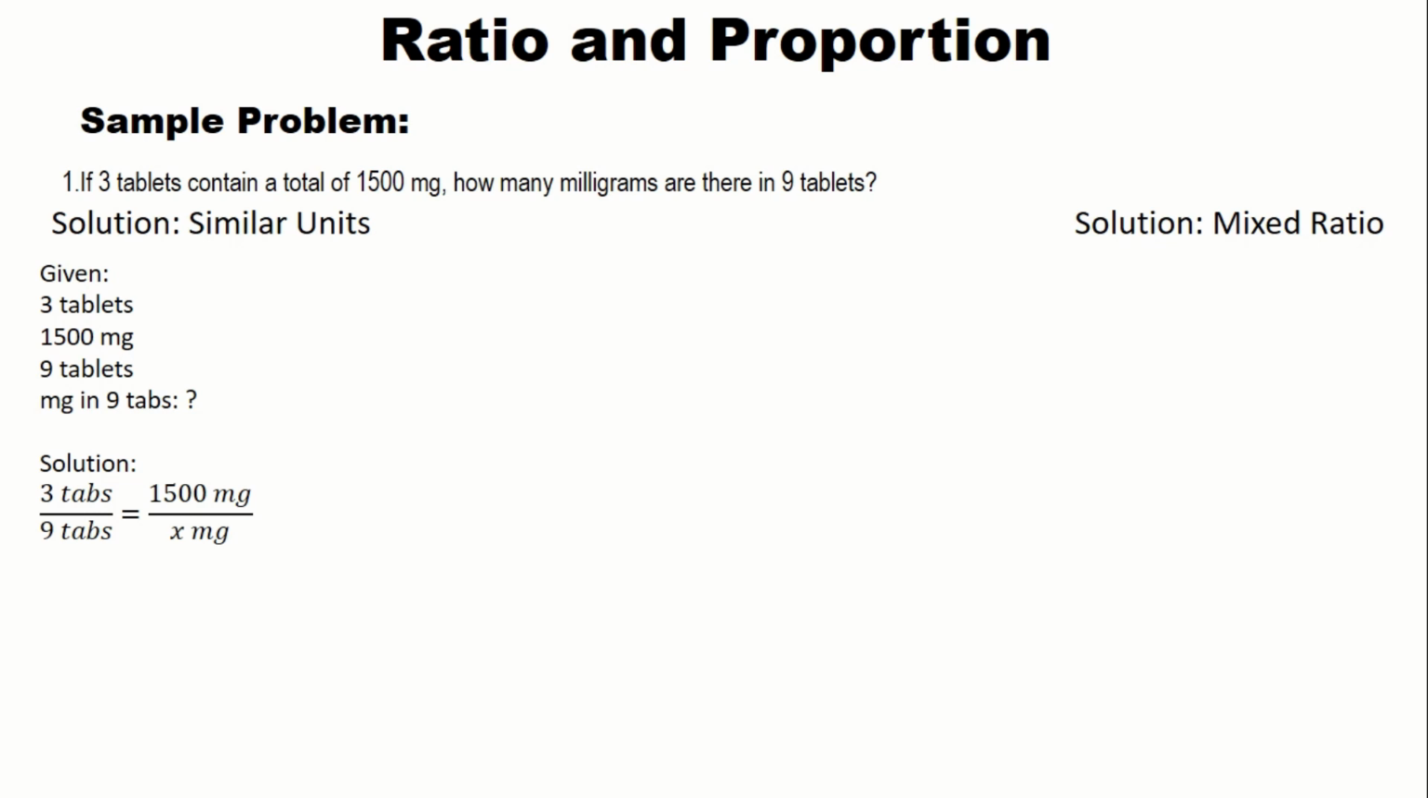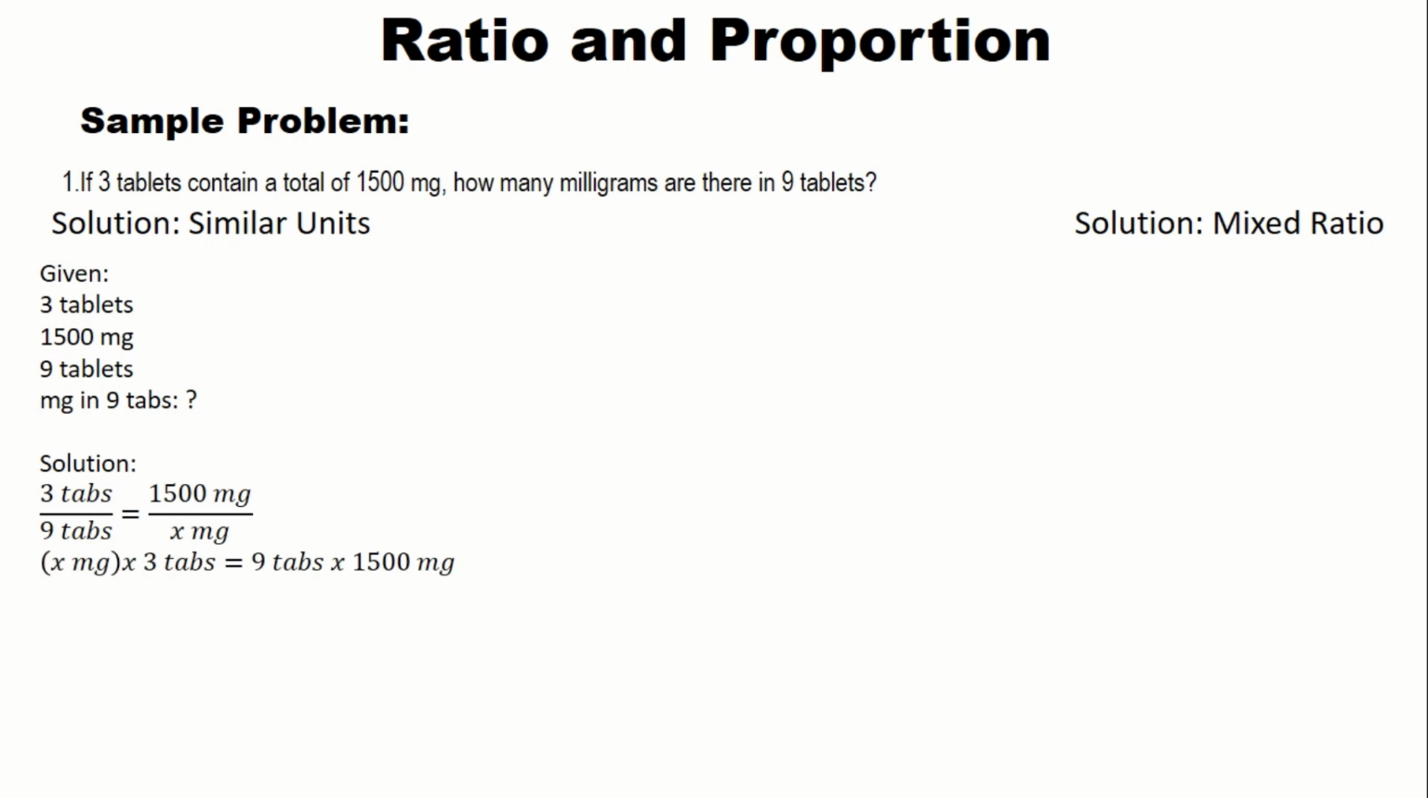So what we need to remember here is the pairing. So 3 tabs is the pair of 1,500 milligrams. So this is the ratio, portion of a whole, portion of a whole. So remember, each pair should be facing each other. So for example, 3 tabs is facing 1,500 milligrams, and then 9 tabs should be facing the one that is missing. And then using ratio and proportion by multiplying the numerator and the denominator, we will have this one.